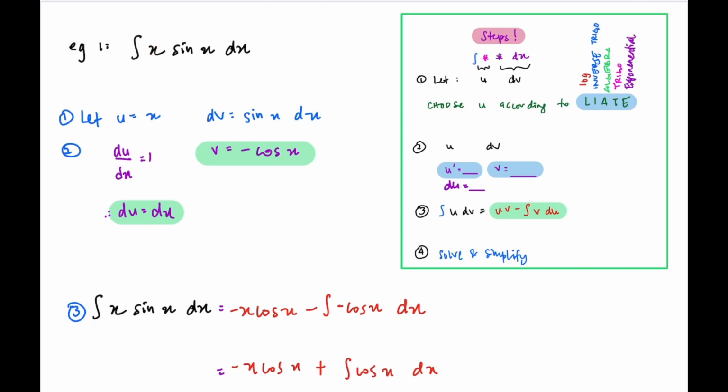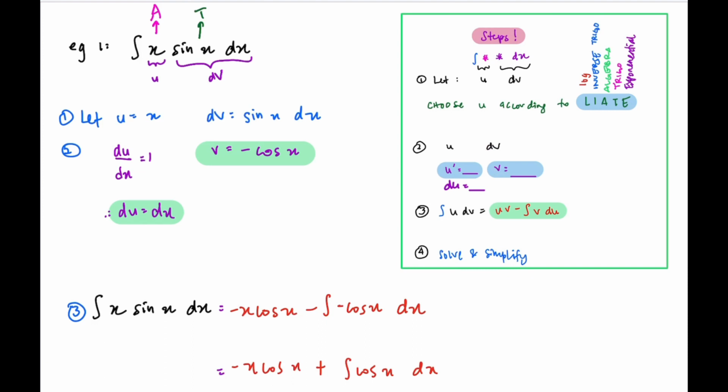Our x here stands for A, which is algebra. And our sine here stands for T, which is trigonometry. So since A comes first before T, we'll put our x as u and the rest of the function as dv. That is step number 1. For step number 2, from u, let's find du over dx and further find du. And from dv, let us integrate in order to find v.